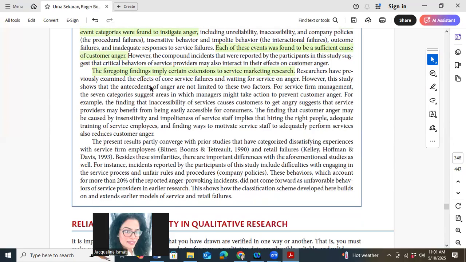For service management, the seven categories suggest areas in which managers can take action to prevent customer anger. So from this discussion we learned that customer anger can be estimated because of these seven reasons. For example, the finding that inaccessibility of services causes customers to get angry suggests that service providers may benefit from being easily accessible. The finding that customer anger may be caused by insensitivity and impoliteness of service staff implies that hiring the right people, adequate training of service employees, and finding ways to motivate staff reduces anger.